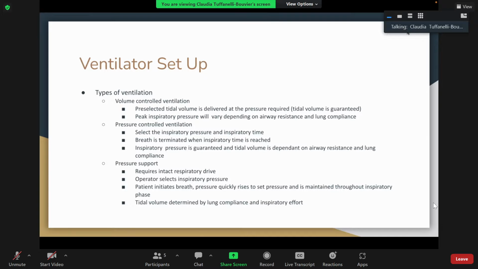That requires an intact respiratory drive. So you would select the inspiratory pressure you want.